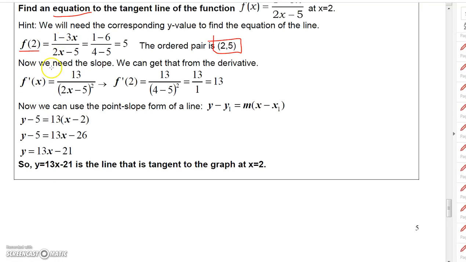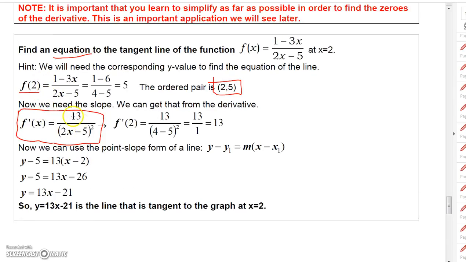But to get the slope, I need the derivative. Now remember, we got the derivative earlier for this function. So the derivative is 13 over (2x minus 5) quantity squared. To find the slope at x equals 2, just plug 2 into the derivative, and I get 13 over (4 minus 5) quantity squared, which is 13 over 1, or just 13. So the slope is 13.